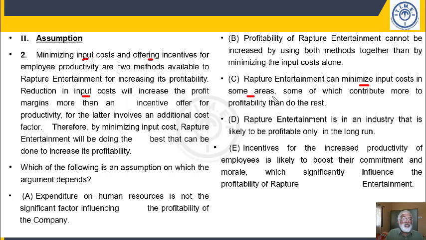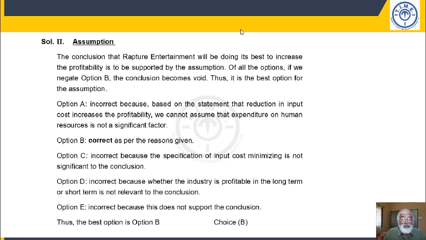Which areas, how significant are they, what proportion of profitability would they contribute to, and so on. So I have to then go with the other assumption, which is you're saying input costs will work the best, which means that even if you use incentives, that's not going to make much difference anyway. So B then would be your assumption in this question. So let's just look at what we have. The conclusion that Raptor Entertainment will be doing its best to increase profitability is supported by the assumption. Of all the options we negate, right? If we negate B, the conclusion becomes void, which means you do need B.